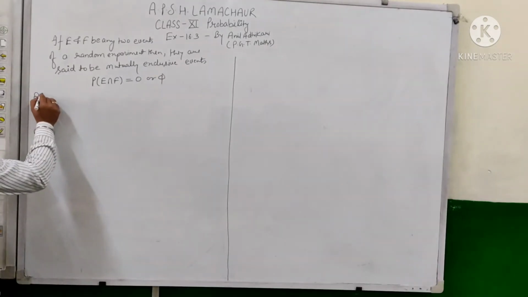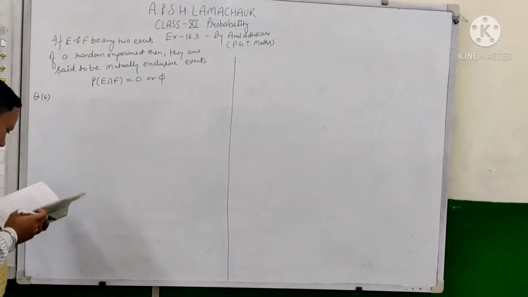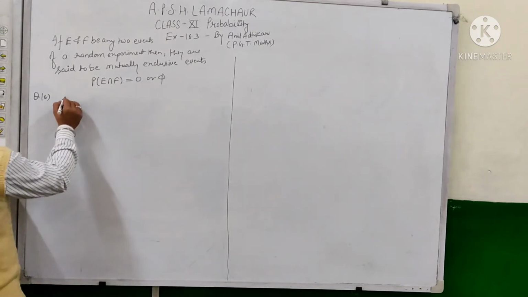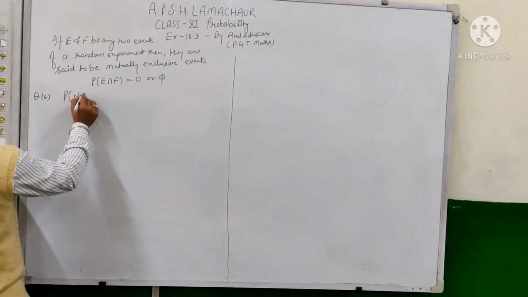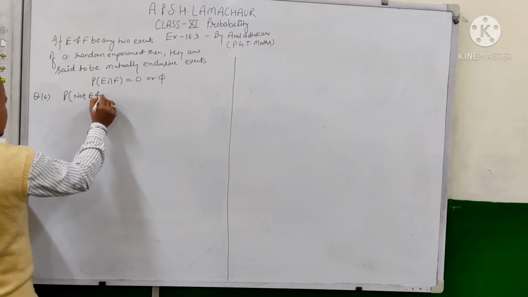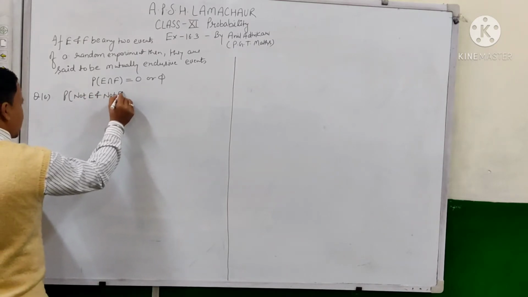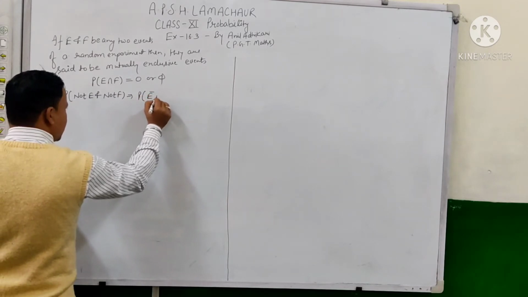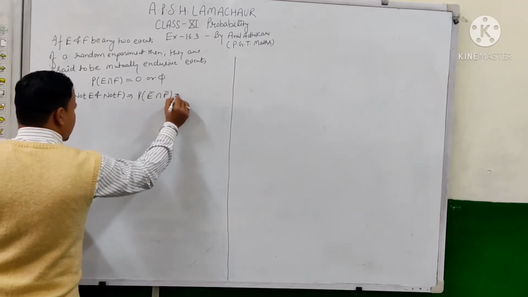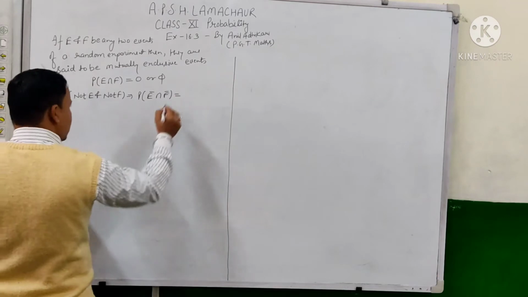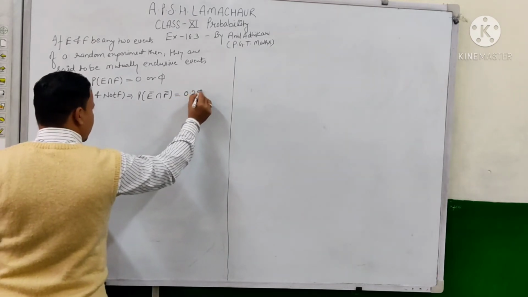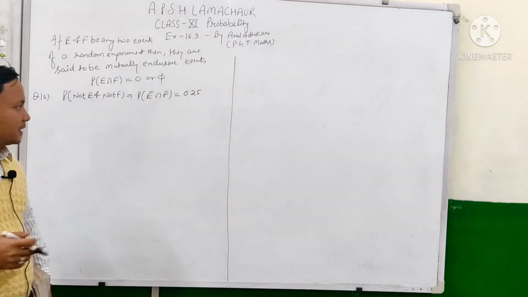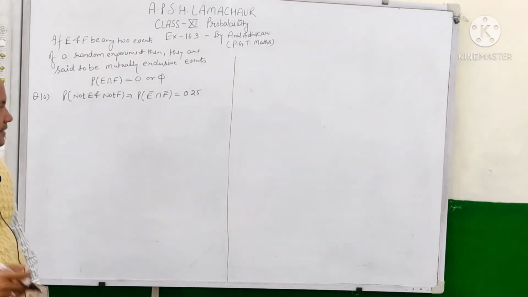So, in question number 16 we have been given the probability of not E and not F. It means the probability of not E intersection not F is given as 0.25. Only this is given. Now, we have to determine whether the events E and F are mutually exclusive.